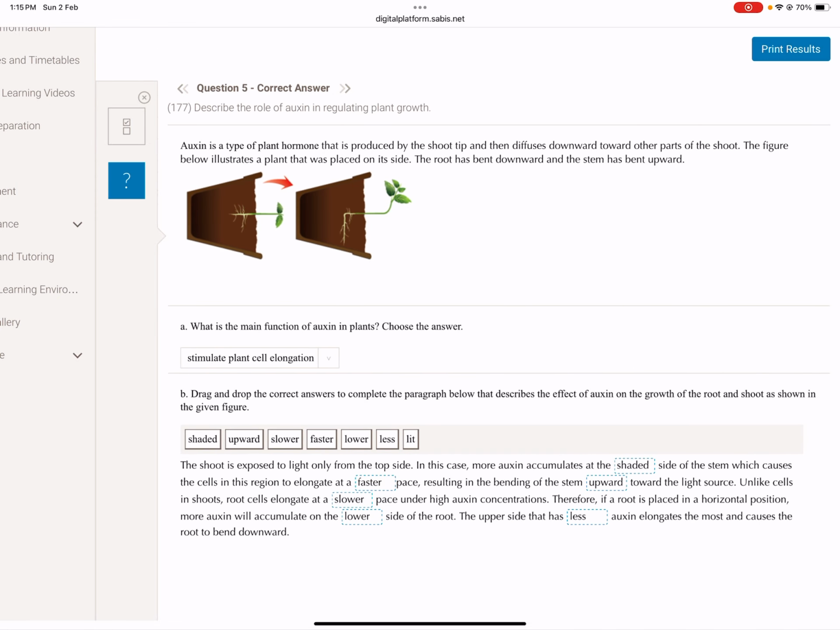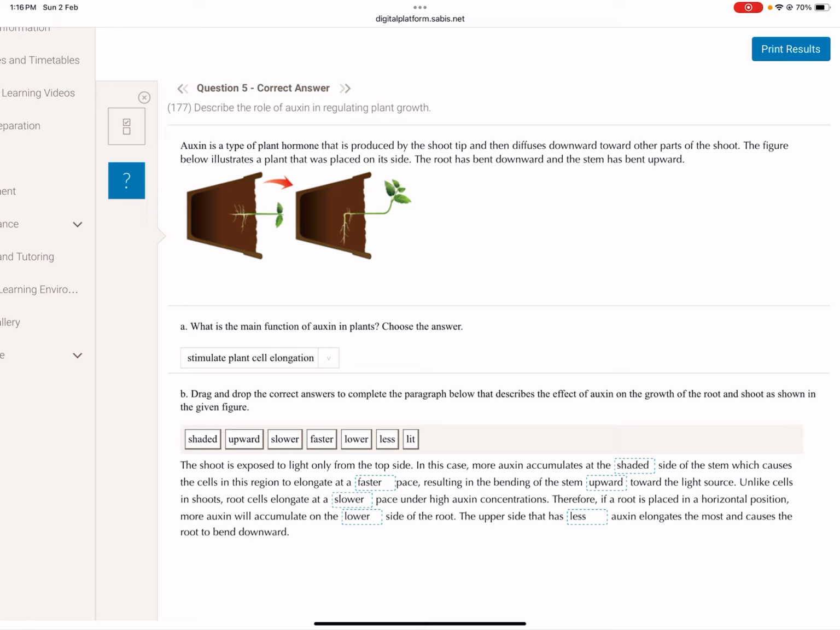Okay, so here they're just explaining what auxin is. It's a type of plant hormone produced by the shoot tip and diffuses downward to other parts of the shoot. Placed on its side, the root has bent downward and the stem has bent upward. What is the main function? As we said, the function of the auxin is what? To stimulate plant elongation.